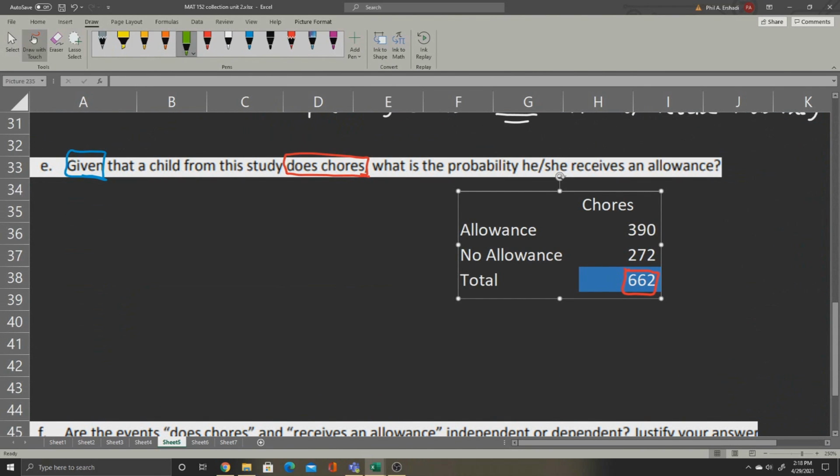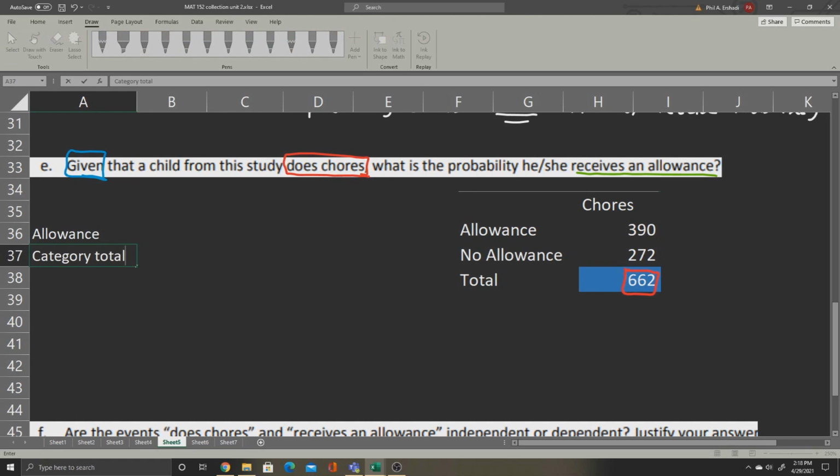Now we are being asked about the probability that the child receives an allowance. So within this category, let's look at the number of children who do receive allowance. And we'll get the category total as well. We can see there are 390 who receive an allowance, and the category total is 662. Again, we're not using the overall total because of the word given. I'll write this again just for good measure.